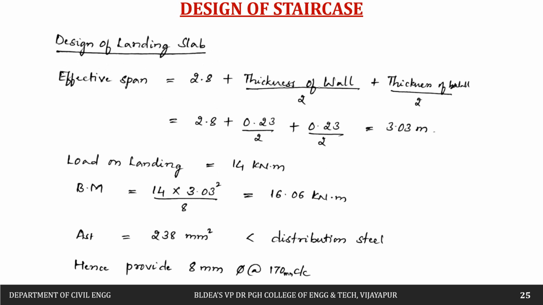Then next is the design for the landing slab. Again, effective span will be 2.8 meters plus thickness of the wall divided by 2, that is 230 by 2. So effective span will be 3.3 for the landing slab. The load on the landing we already calculated as 14. So bending moment on that landing will be WL square by 8, that is 16.06.